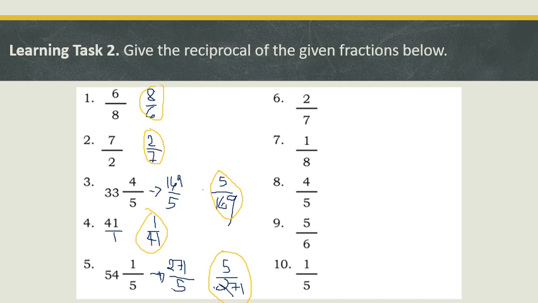Next, number 6. Ang 2/7 magiging 7/2. Ang 7/1/8 ay magiging 8/1 or 8 na lang siya. Okay, yun na reciprocal niya. Ang number 8, 4/5, ito ay magiging 5/4. Ang 5/6 ay magiging 6/5. Ang 1/5 ay magiging 5 na lang, kasi ang 5/1 is equivalent sa 5.